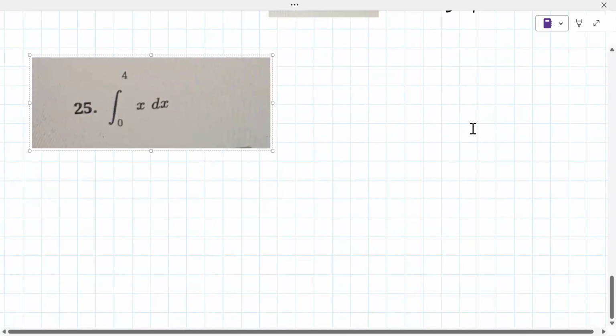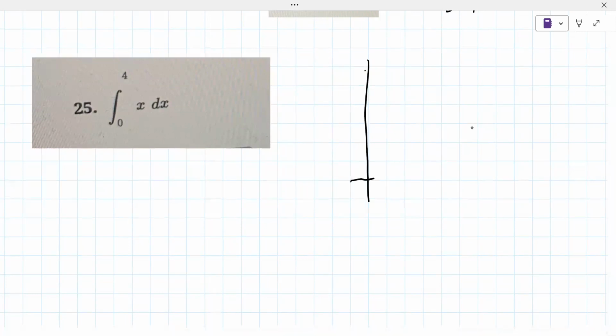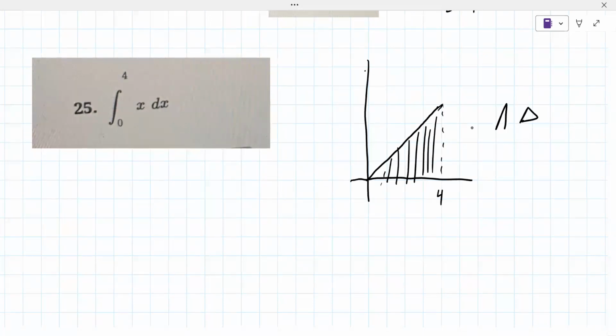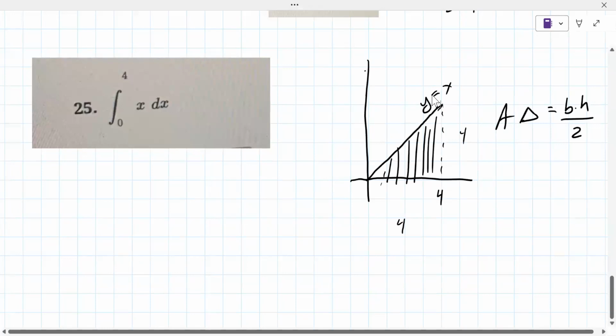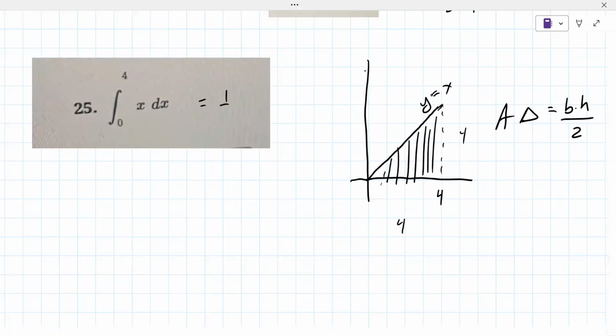For 25, if we were to graph this, the graph of y equals x is a line going up like this from 0 to 4. So this is a triangle, right? And the area of a triangle is base times height divided by 2. The base is 4, the height is 4. To get the height, you put the input into there, but it's the same. So it's 1/2 times 4 times 4, which is 8.